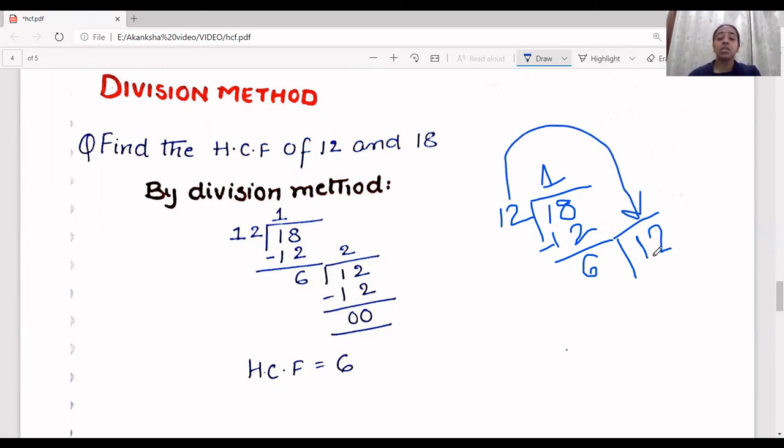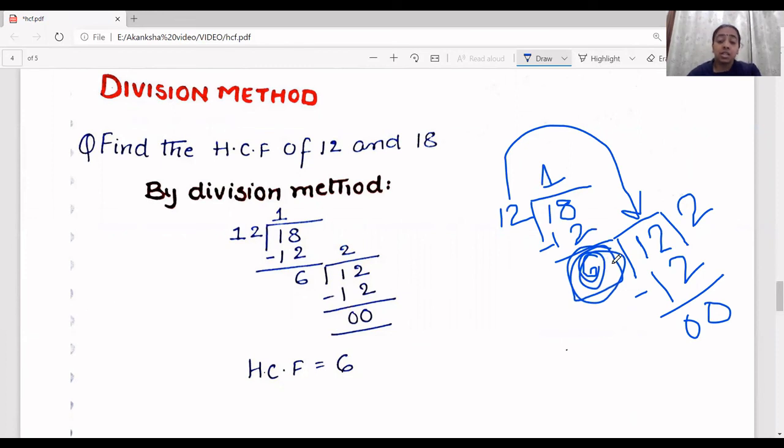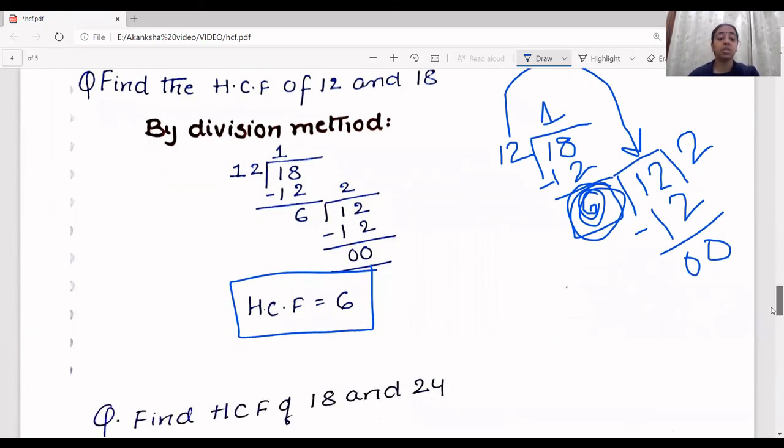Okay. Now 6, is 12 divisible by 6? Yes. When you write down 6 twos, it gets the value as 12, and 12 minus 12 will give me 0. Now, how do you decide the HCF? The last divisor, which is going to be the divisibility factor, is going to serve as HCF. So this is how you do the division method.